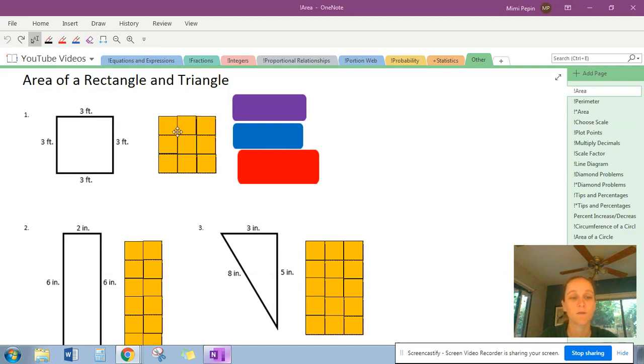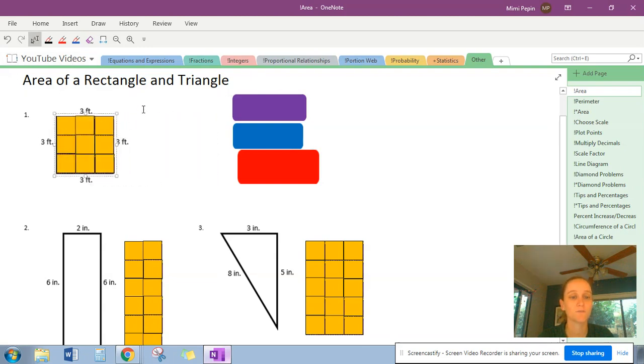I kind of think of it like how many Cheez-Its will fit inside, because Cheez-Its are a perfect square. So if I were to take my Cheez-Its and put them in the square, I can see that 9 Cheez-Its would fit inside. So I know that my area is going to be 9 feet squared.